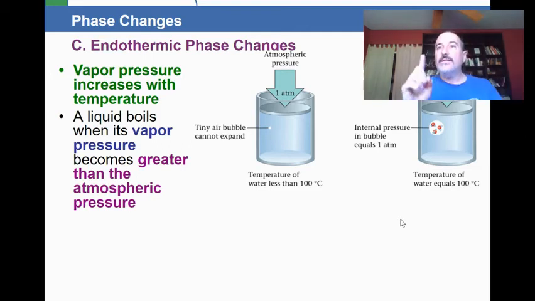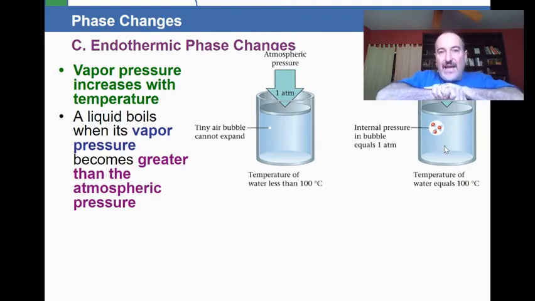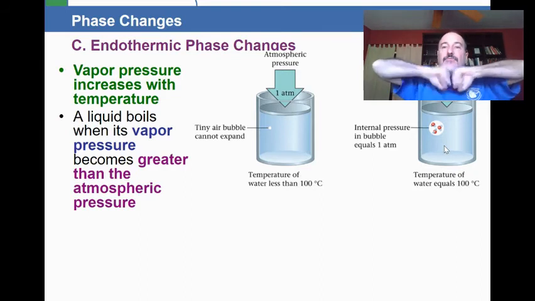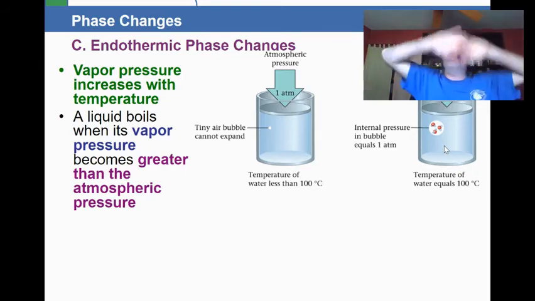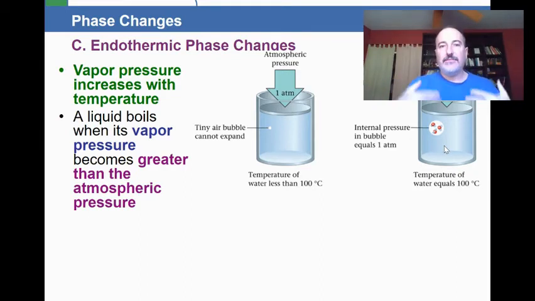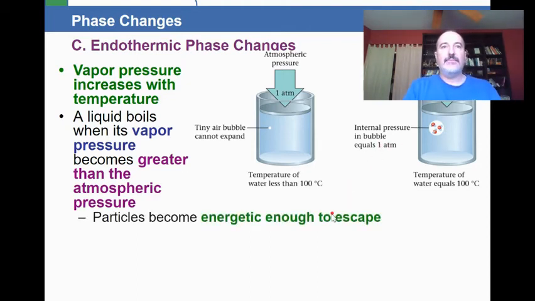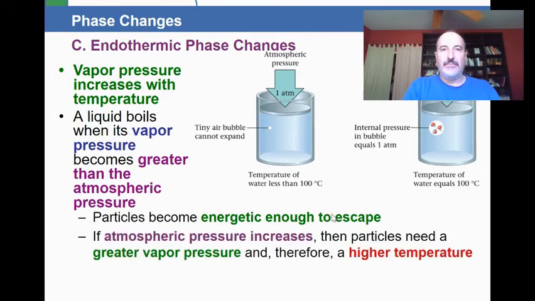Now, once the temperature reaches about 100 degrees Celsius, then the internal pressure of the bubble equals 1 atmosphere. Then it has enough force that it can form a full bubble, reach the top, and escape into the atmosphere as a gas. Okay? So the particles become energetic enough to escape.